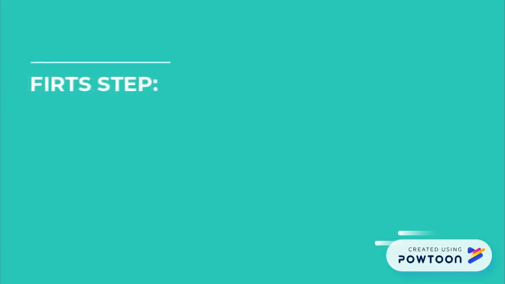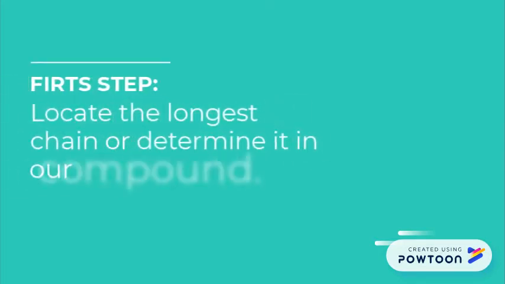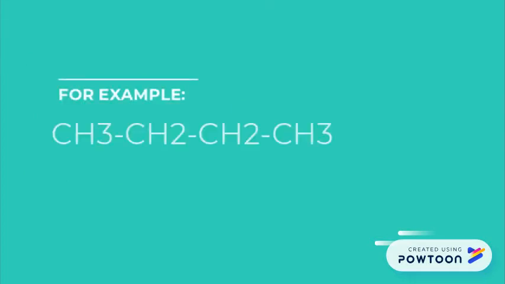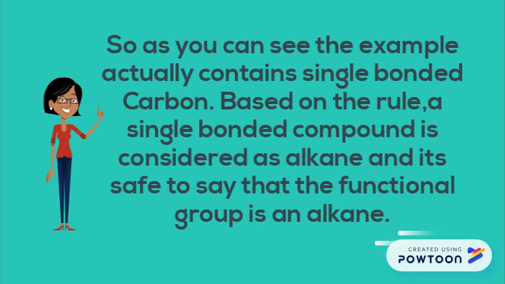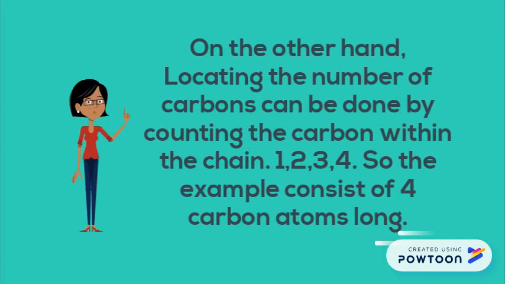First step, locate the longest chain or determine it in our compound. For example, CH3CH2CH2CH3. So as you can see, the example actually contains single bonded carbon. On the other hand, locating the number of carbons can be done by counting the carbon within the chain. 1, 2, 3, 4.